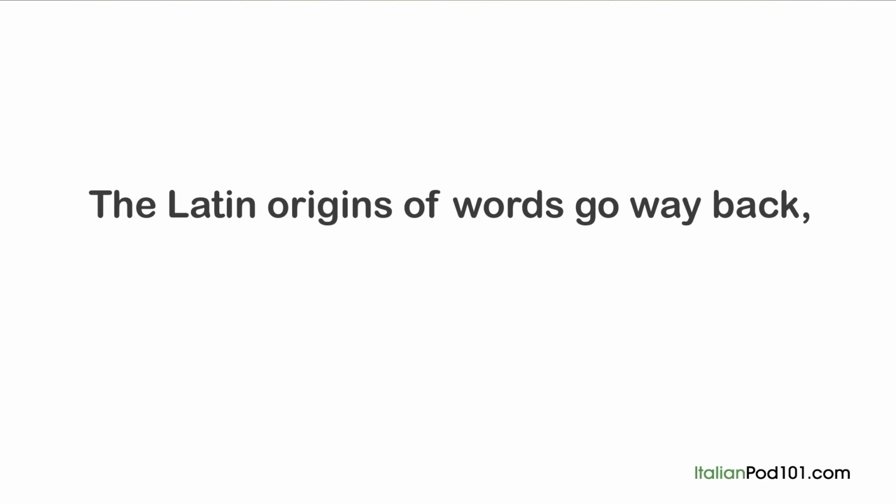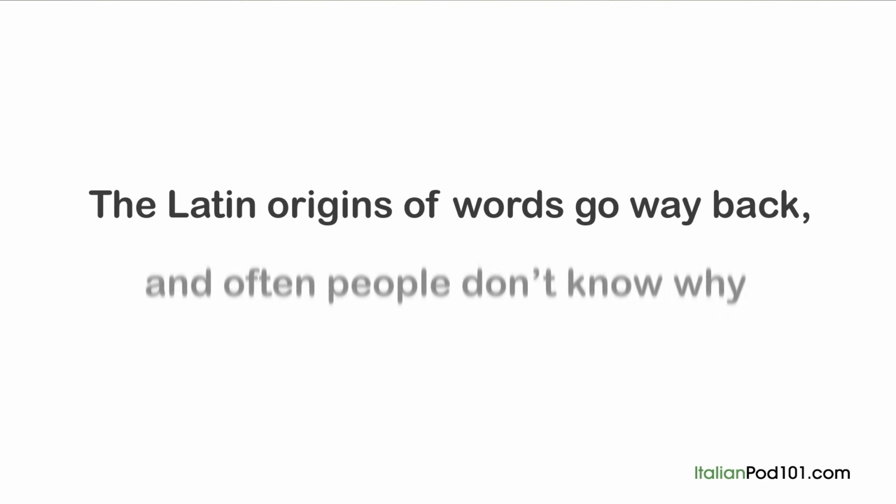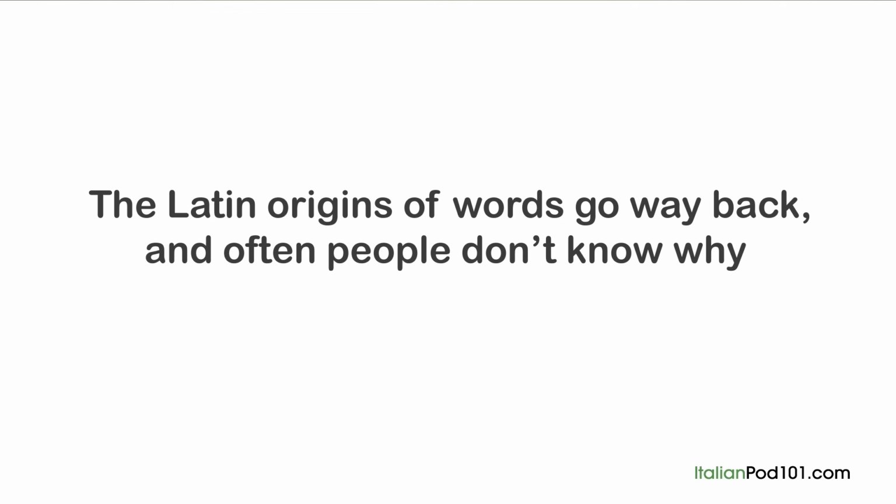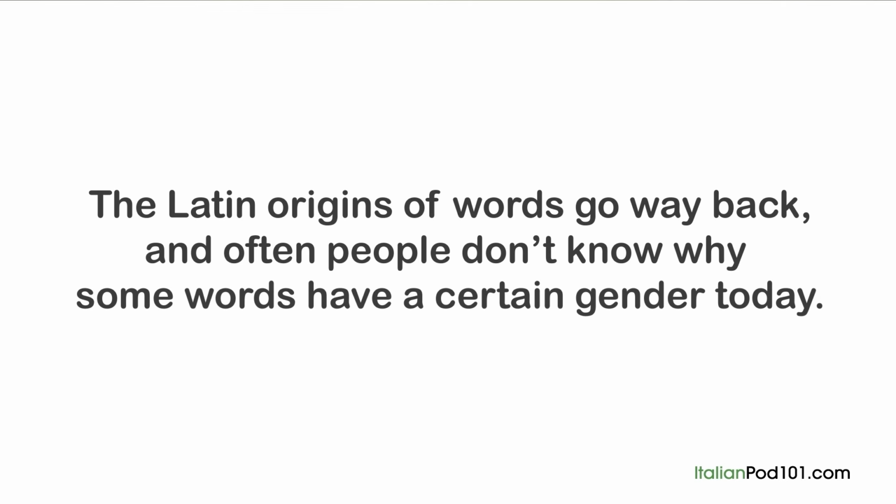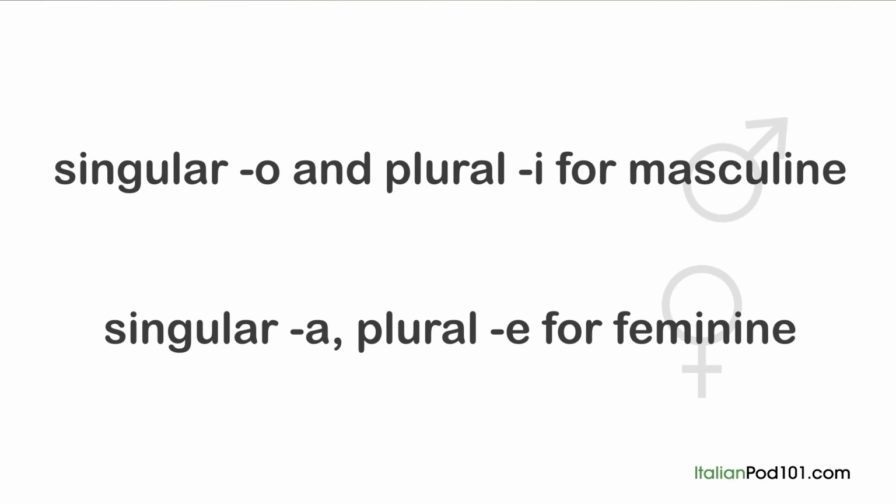The Latin origins of words go way back, and often people don't know why some words have a certain gender today. Your best guide is going to be our first rule, singular O and plural I for masculine, and singular A, plural E for feminine. Just try to memorize the articles with the nouns, and before you know it, the gender classifications will come naturally to you.